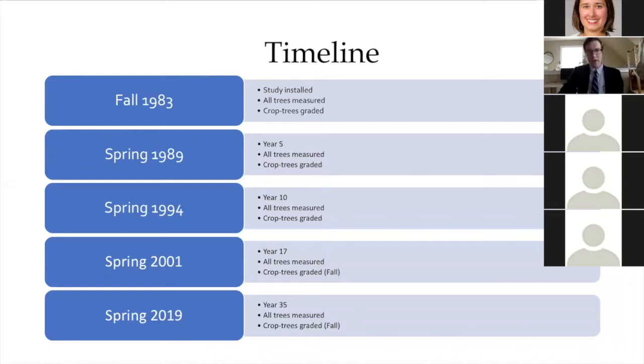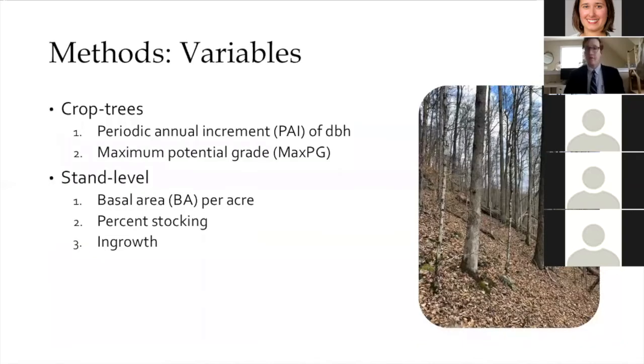So one thing to point out here is that the intervals between measurements aren't consistent, and that did affect the analyses we were able to do. The variables that we developed from the measurements taken there were two variables for the crop trees. The first is periodic annual increment of DBH, which I'll talk about here in a second. And the second was the maximum potential grade, and that's our quality variable. And again, I'll explain what that means here in a second. As far as stand level variables, we looked at basal area per acre, percent stocking, and ingrowth.